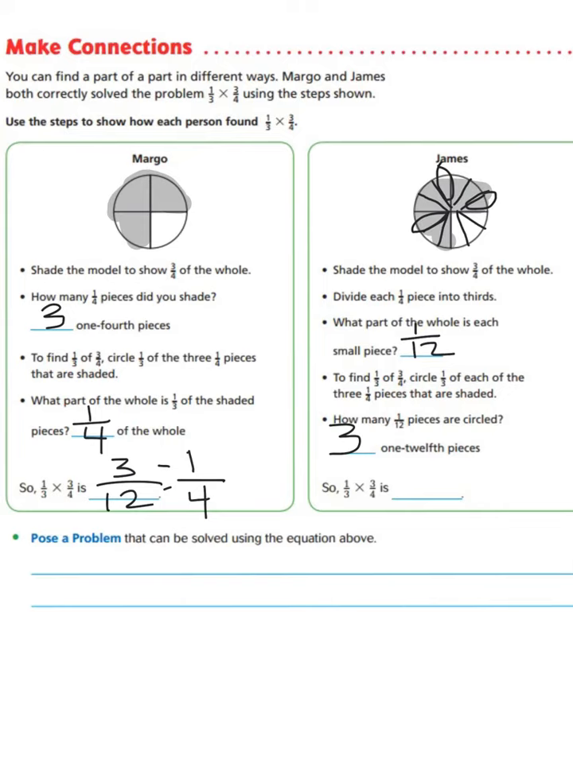So we can see that 1/3 times 3/4 equals 3/12, because it's now divided into 12 pieces and 3 of the pieces are circled. Or we can simplify that to 1/4. Okay, down at the bottom it says to pose a problem that can be solved using the equation above. We are just going to skip that, so go ahead and put an X over that.